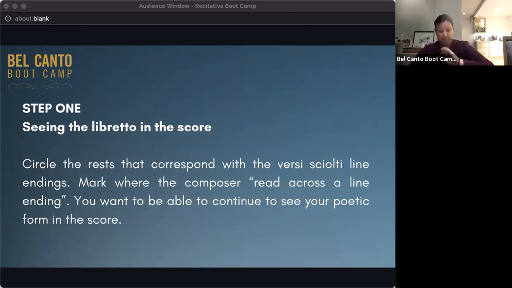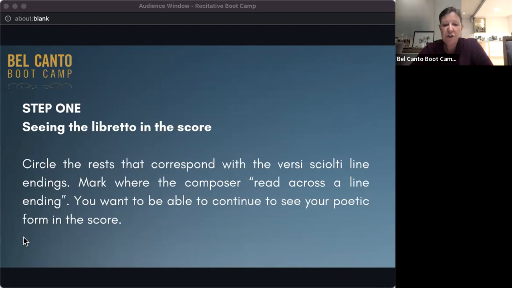libretti. So the first step I do, again, these are exhaustive steps to really help you not make any mistakes. Circle the rests that correspond with the versi sciolti line ending. So that means you will know where that line ends, and then mark where the composer read across a line ending, okay? You want to be able to continue to see your poetic form in the score.